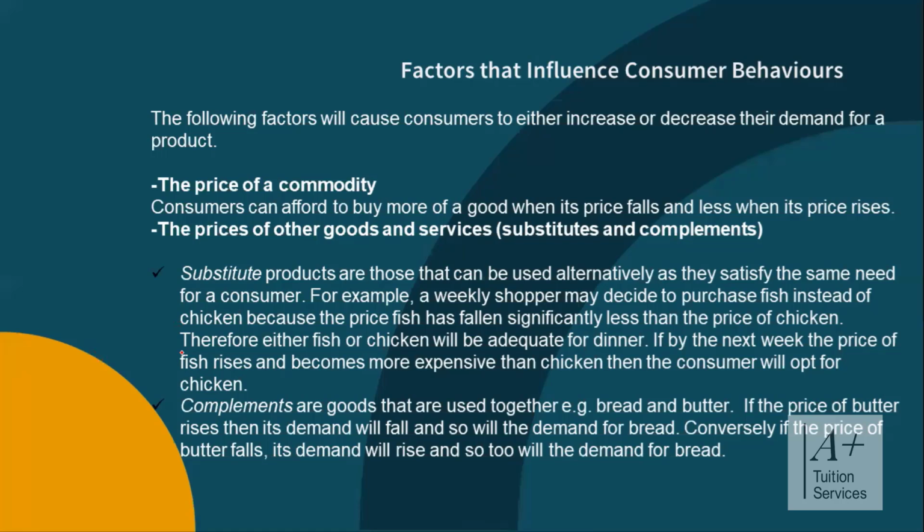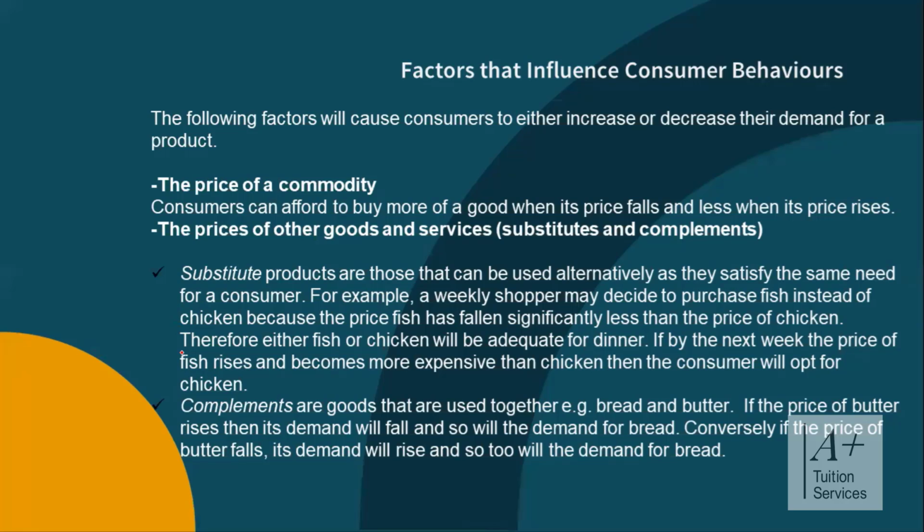So substitute products are those that can be used alternatively as they satisfy the same need for a consumer, and they are usually cheaper. For example, there is Cadbury chocolate in the market, and that's usually expensive, but I can get a cheaper brand of chocolate that maybe was imported from another country, and it satisfies the same need.